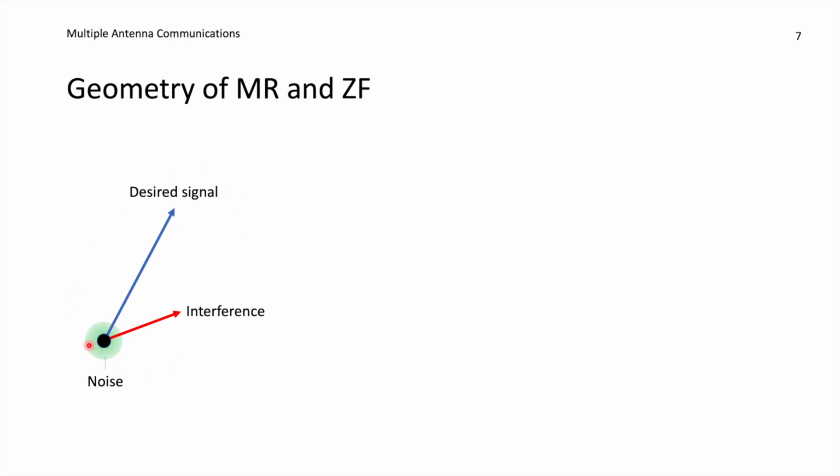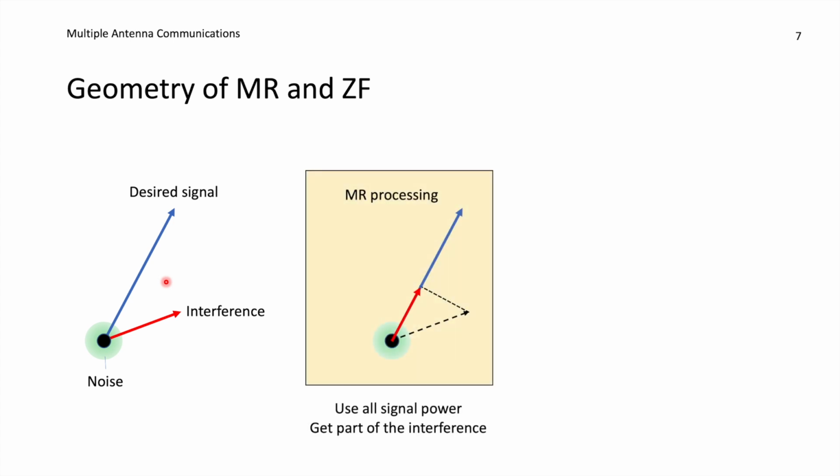Here I have drawn this in 2 dimensions, which means that we essentially have 2 antennas, but it generalizes to more dimensions as well. And what we do with our receiver filtering is to pick one out of these 2 dimensions. And remember, when we have 2 dimensions, we can rotate our coordinate system in any way we like. And maximum ratio processing is focusing on the direction of the desired signal.